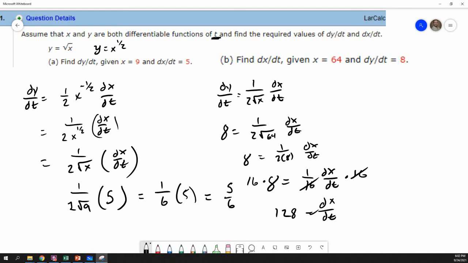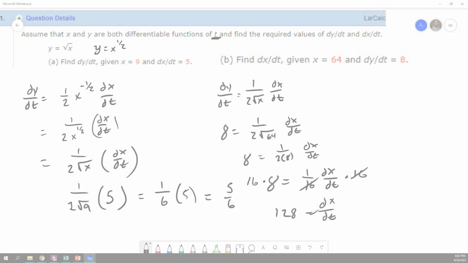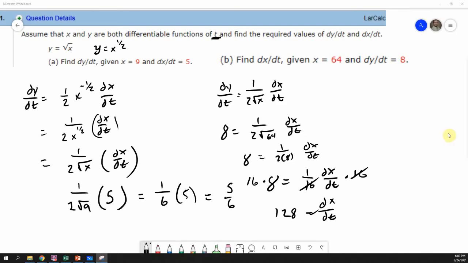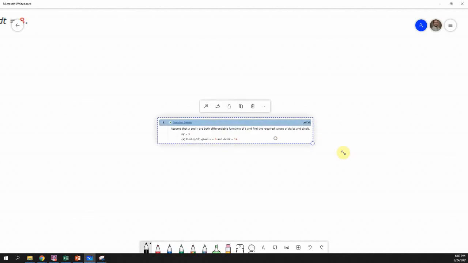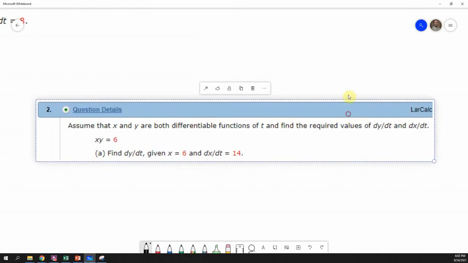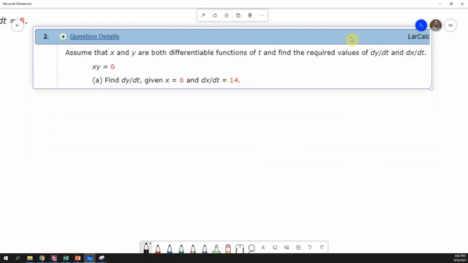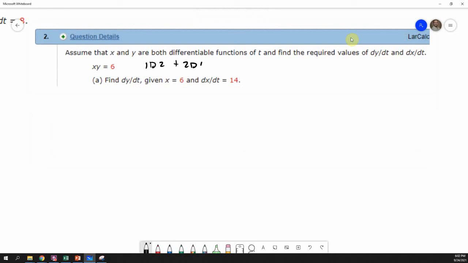Number 2, same exact kind of problem, just a different implicit differentiation. So xy equals 6, we've got to do 1d2 plus 2d1, right? So first times the derivative of the second plus second times the derivative of the first, and the derivative of 6 is 0. So when I do this, y prime means dy dt, x prime means dx dt. This one says to find dy dt given that x equals 6 and dx dt equals 14.